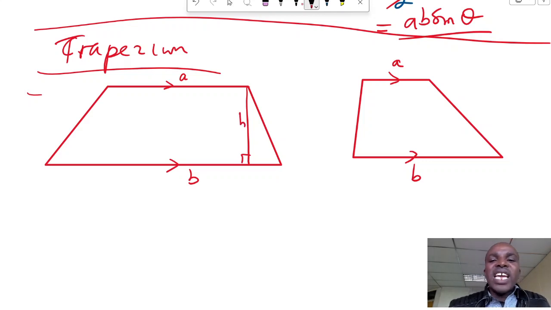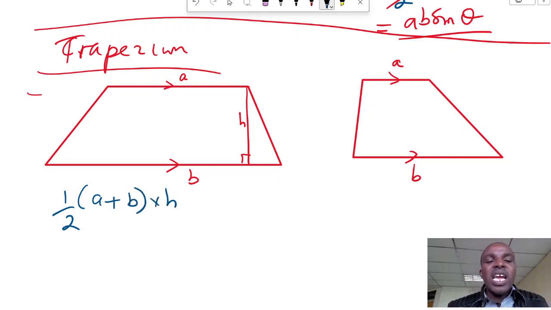Right. So to find the area of this trapezium, you say half the sum of the two parallel sides times the perpendicular height. So sum is addition. A plus B times height. So it's half A plus B times height. Two parallel sides are A and B. Take note of that part.